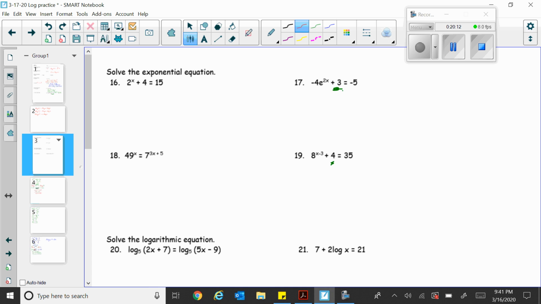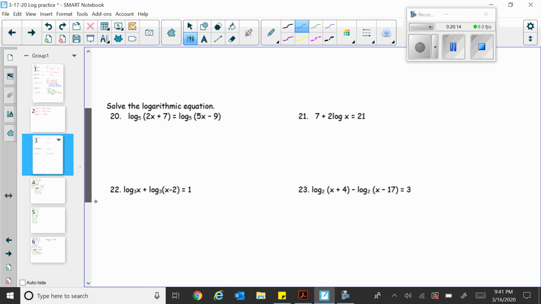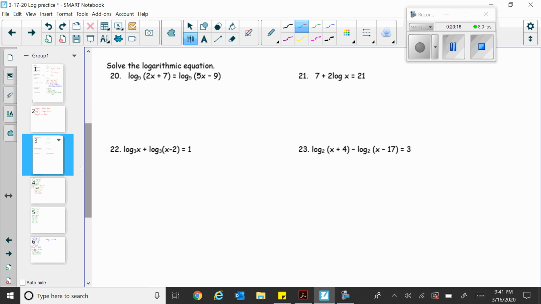Okay, so now going to the bottom part of this, these are the logarithmic equations. These are what we did yesterday. So let's look at number 20. Number 20 is the easiest case. It's when you have a log on one side and a log on the other, and they're both the same base. When that's the case, all you're going to do is set the insides equal to each other, and then solve for x.